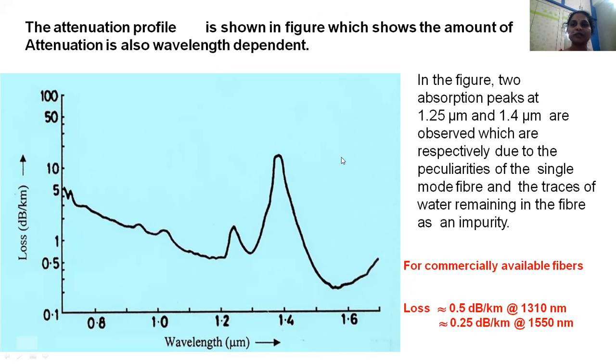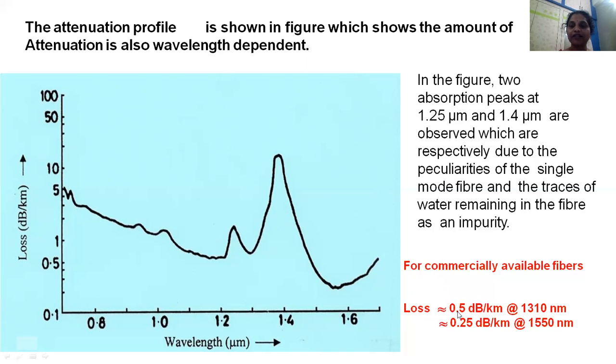In the figure, absorption peaks at 1.25 micrometers and 1.4 micrometers are observed, which are respectively due to the peculiarities of the single mode fiber and the traces of water remaining in the fiber as an impurity. The absorption is mainly due to the oxyhydroxyl ions present in the fiber during manufacturing. We manufacture optical fibers by modifying silicon dioxide, which is sand, into glass, and usually water vapor will be present. That water vapor is the main cause for the absorption of signals in the optical fiber.